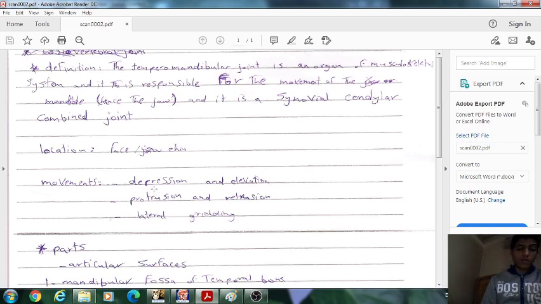Depression is like this. Elevation is the opposite. Then protrusion and retrusion. Protrusion is the downward and forward movement of the jaw, and retrusion is backward, downward and back. Lateral movements are gliding, like the movement we do when we grab something.